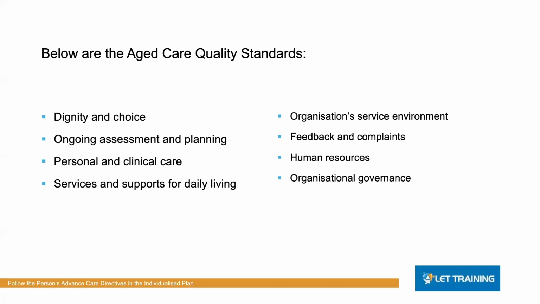Ongoing assessment and planning. This is about considering the risk to people's well-being when providing care, assessing people's conditions when planning for care, evaluating the organisation's services for their effectiveness, and informing people about their care and services.